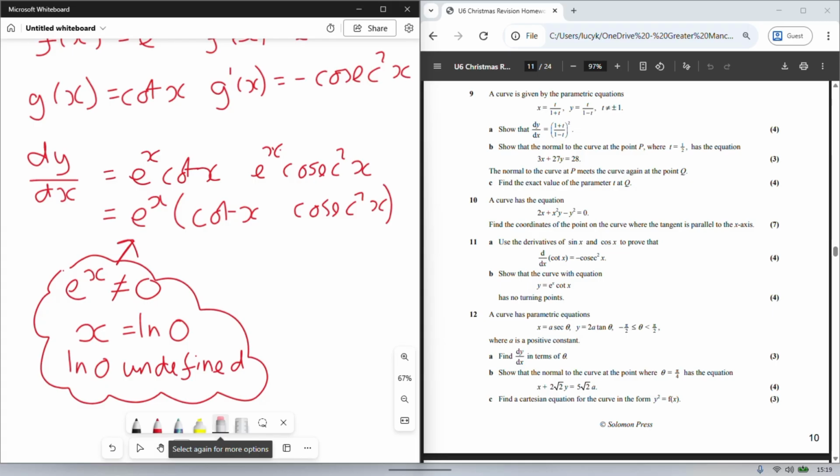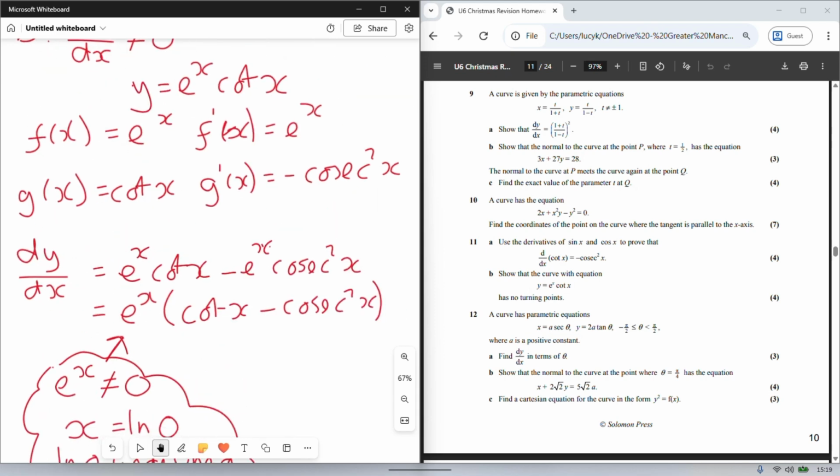Because we're not doing quotient rule, we're doing product rule. So it would have been a plus, and because we got minus cosec squared x up here, it will become a minus. So wherever I said before, it should be a minus. Just be careful of that. But anyway, now we're dealing with cot x minus cosec squared x there.